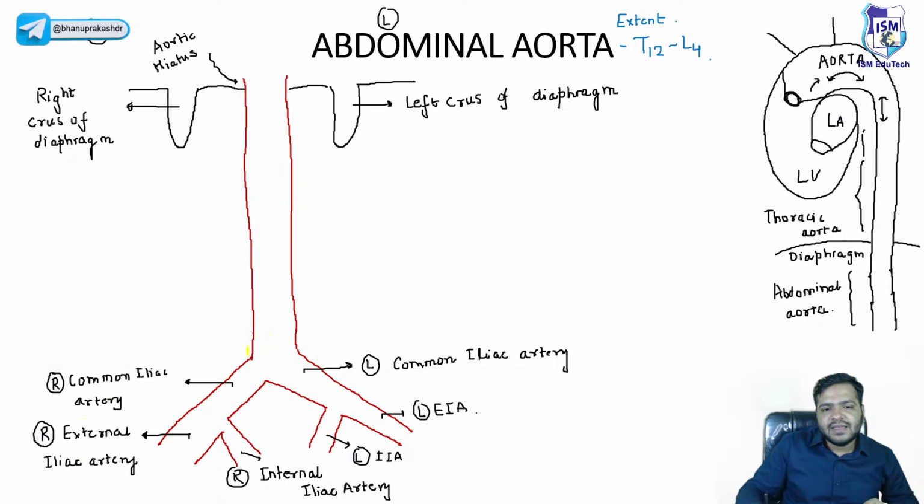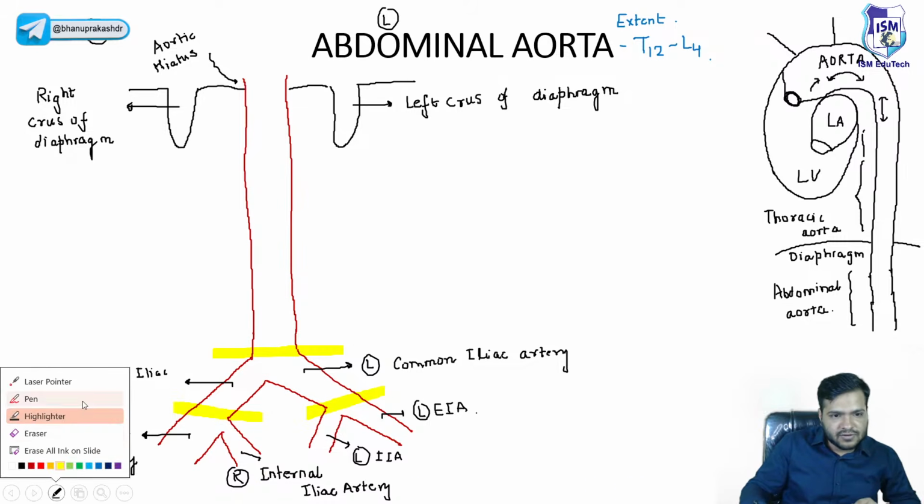Now this is dividing at a level. Okay, this aorta is dividing at a level, and this common iliac artery is also dividing at a level. Okay, this is also dividing at a vertebral level. Knowing the vertebral level is also very important. This vertebral level you guys should know. I hope this is clear to everyone.